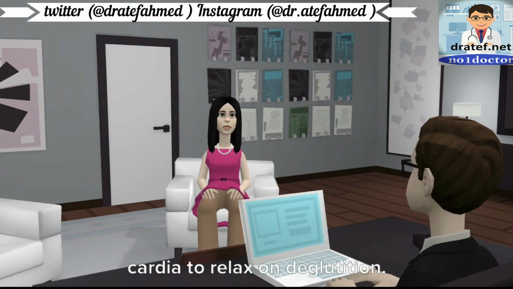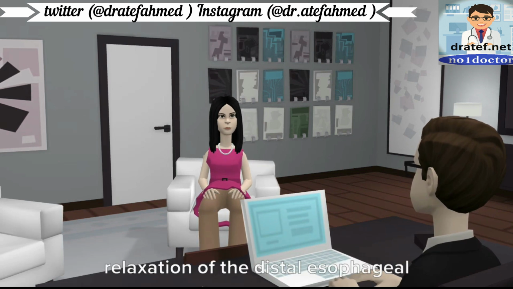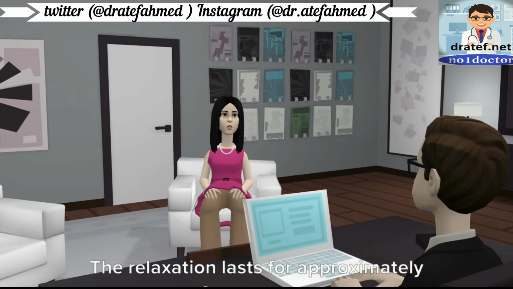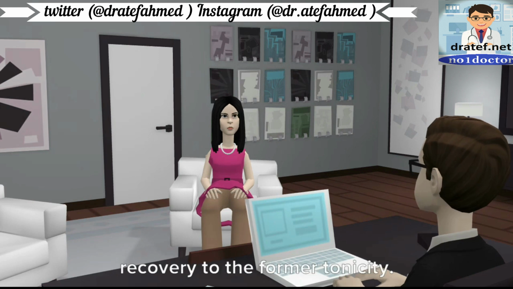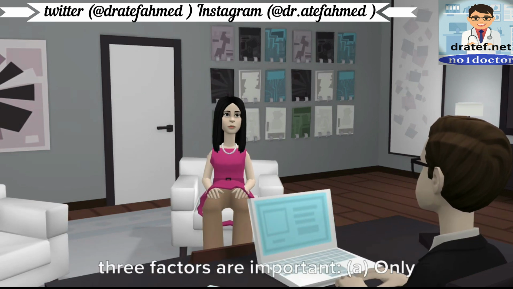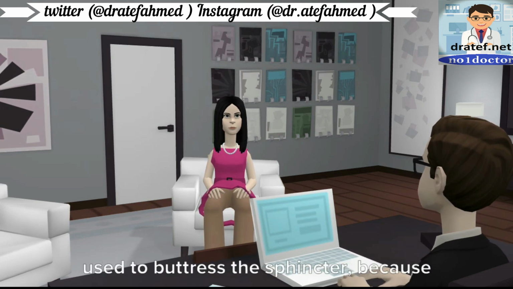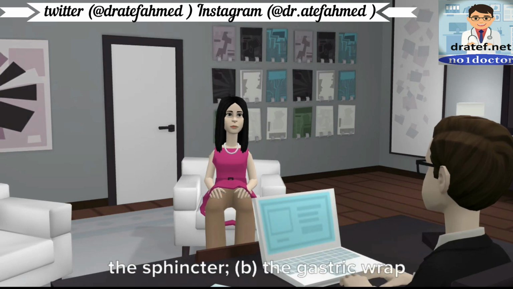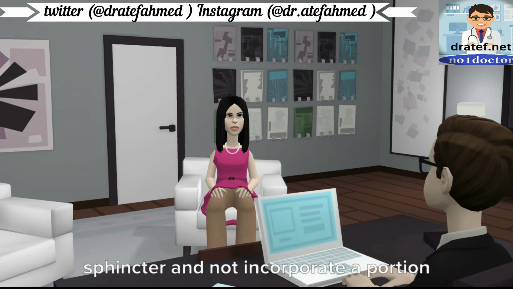Third, the operation should allow the reconstructed cardia to relax on deglutition. In normal swallowing, a vagally mediated relaxation of the distal esophageal sphincter and the gastric fundus occurs. The relaxation lasts for approximately 10 seconds and is followed by a rapid recovery to the former tonicity. To ensure relaxation of the sphincter, 3 factors are important. A. Only the fundus of the stomach should be used to buttress the sphincter, because it is known to relax in concert with the sphincter.